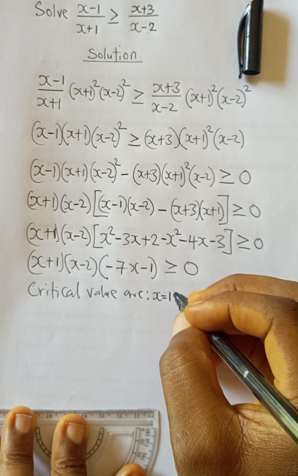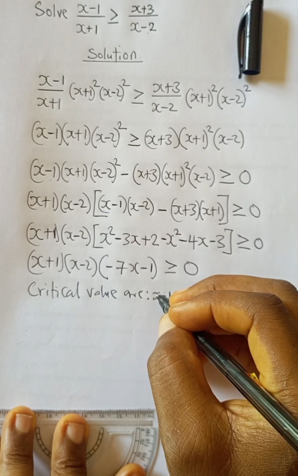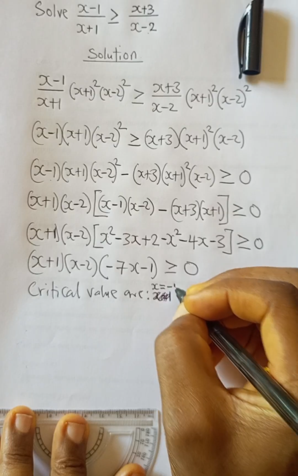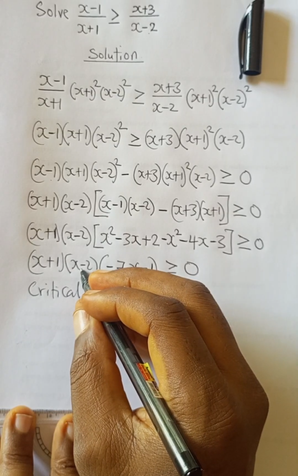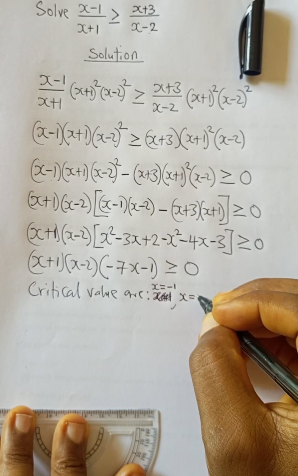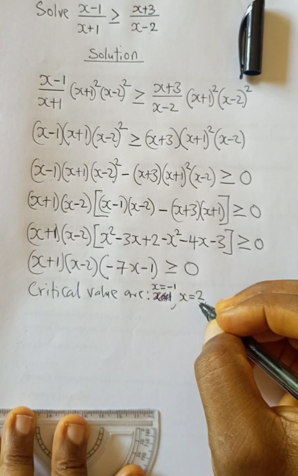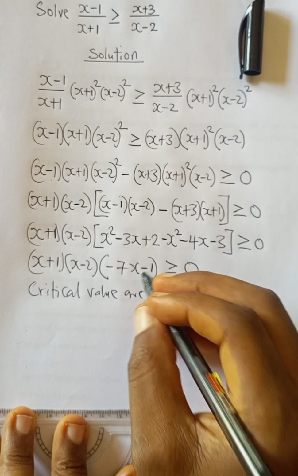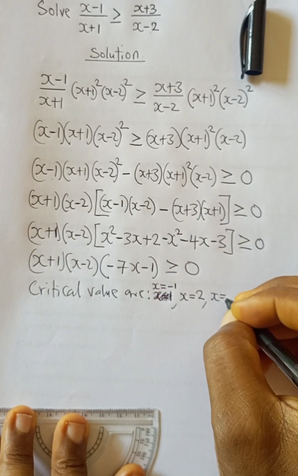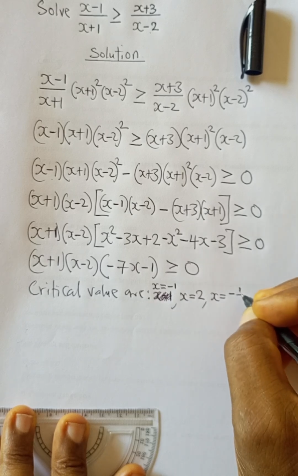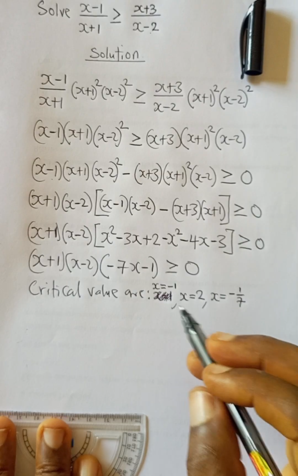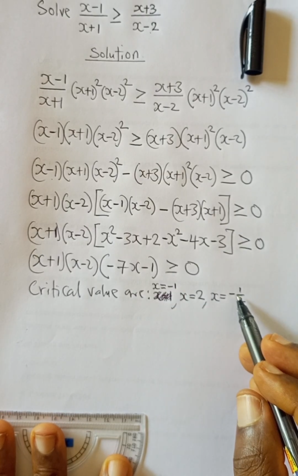S is equal to minus 1. Then this one, if you equate it to 0, s minus 2 equals 0, s will be equal to plus 2. Then for this one, if you equate it to 0, when you collect like terms, you have plus 1, divide both sides by 7. So s is equal to minus 1 over 7. These are the critical values: minus 1, 2, minus 1 over 7.